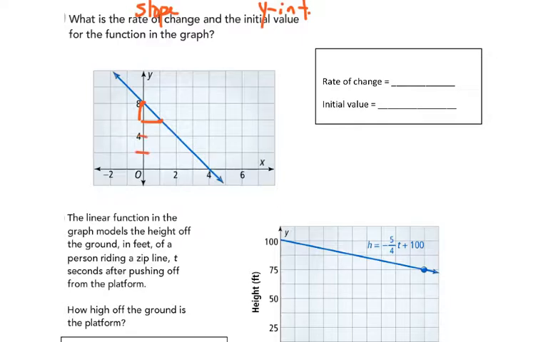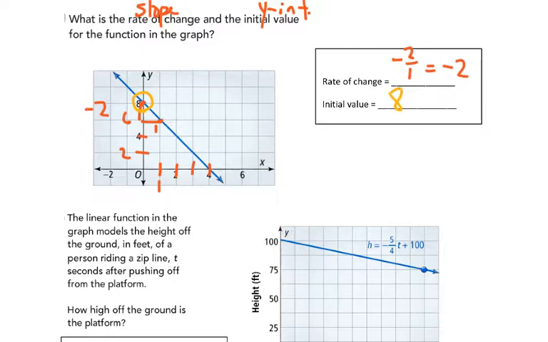So if you look here, every box is 2 units, so it's 2, 4, 6, 8. So we really went down 2, and if we look at the x-axis, each box is 1 unit, so we went down 2 and over 1. So the rate of change is down 2 over 1, which is -2. The initial value is the y-intercept, which occurs at 8.